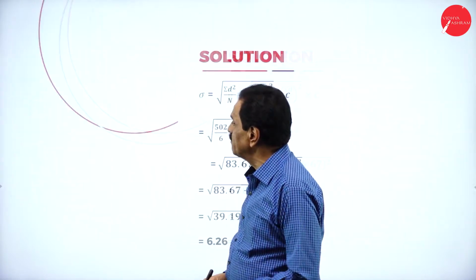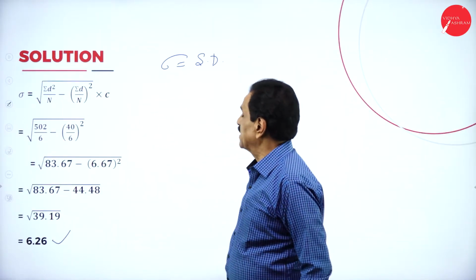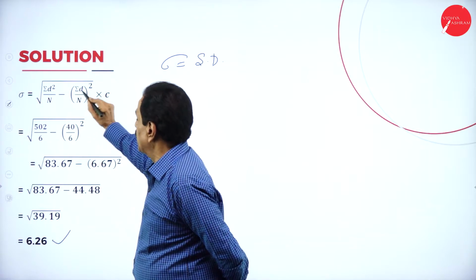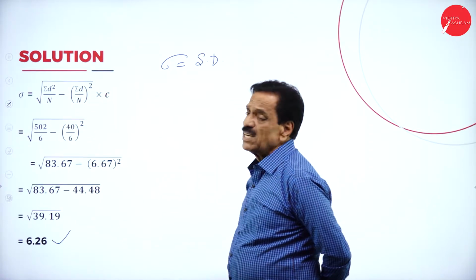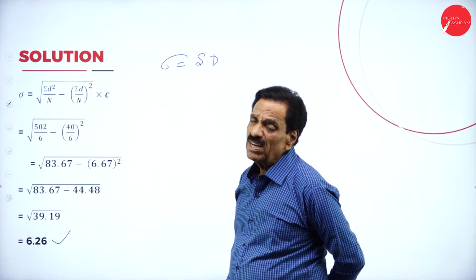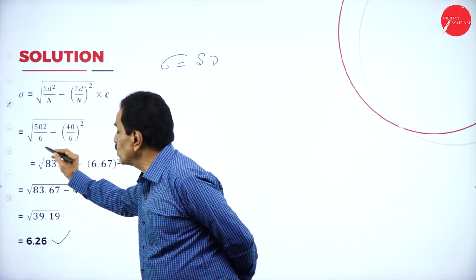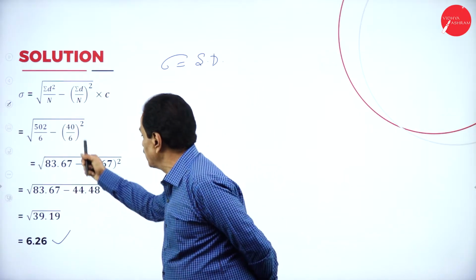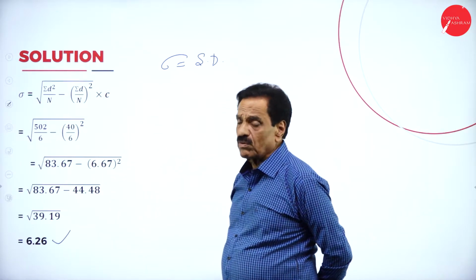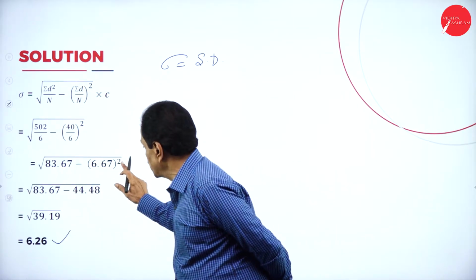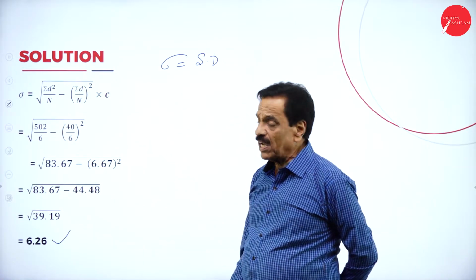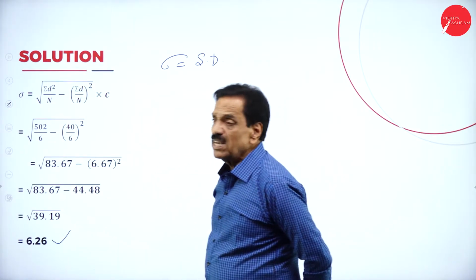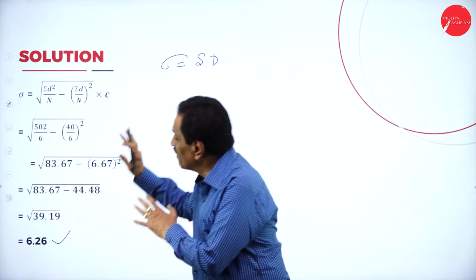Then apply the formula. This is represented as the standard deviation: sigma d square divided by n minus sigma d divided by n whole square, into c. C is not there. The class interval is not equal, that's why we have not taken the c. It is 502 divided by 6 minus 40 divided by 6 whole square. It is 83.67. 40 divided by 6 is 6.67, whole square, which is 44.48. If we deduct this from 83.67, it is 39.19. Root of this is 6.26.